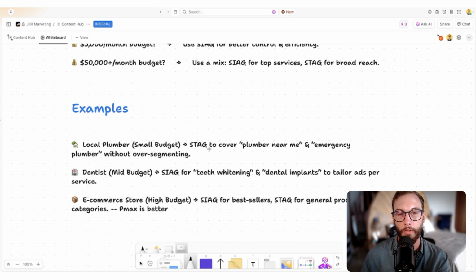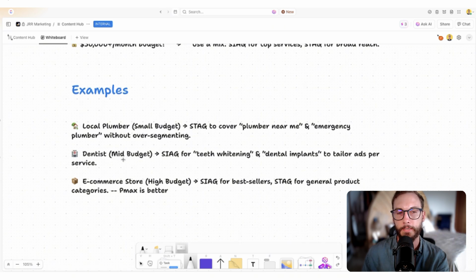So if you're a local plumber with a small budget, hopefully you've got a moderate budget, but stick to like a single theme ad group for plumbing near me and emergency plumber in 2 different ad groups. I would say 2 different ad groups. So I wouldn't go overboard with the plumber example.